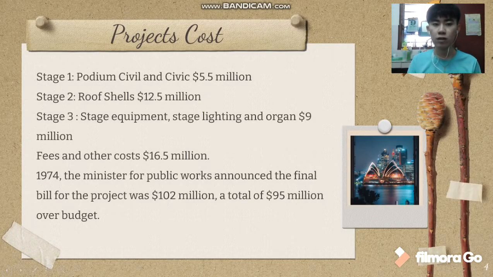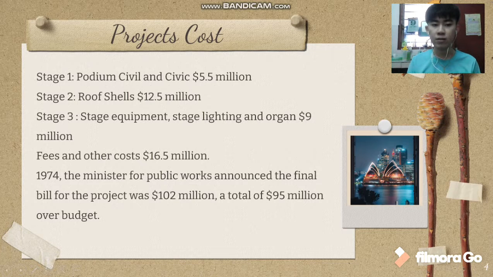Now is the project cost. Stage 1 is the podium civil work and cost around 5.5 million. Stage 2 is the roof shells, costing around 12.5 million. And stage 3 is stage equipment, stage lighting and organ, which costs around 9 million. And other costs are around 16.5 million.